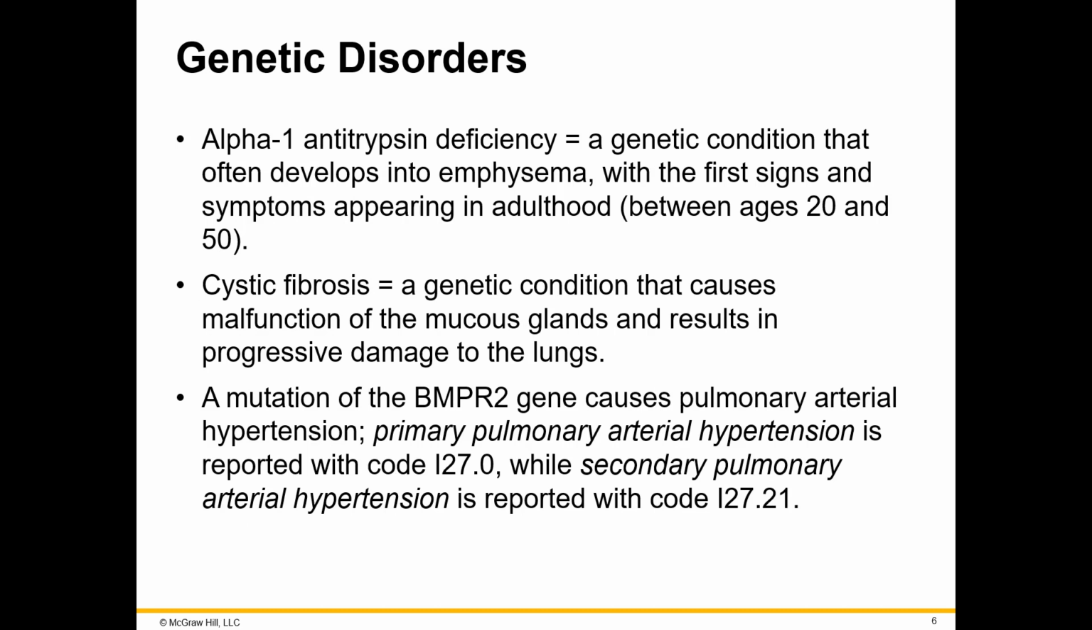Genetic disorders. Alpha-1 antitrypsin deficiency is a genetic condition that often develops into emphysema, with the first signs and symptoms appearing in adulthood, usually between the ages of 20 and 50. Cystic fibrosis is a genetic condition that causes malfunction of the mucous glands and results in progressive damage to the lungs. A mutation of the BMPR2 gene causes pulmonary arterial hypertension. Primary pulmonary arterial hypertension is reported with code I27.0, while secondary pulmonary arterial hypertension is reported with code I27.21.